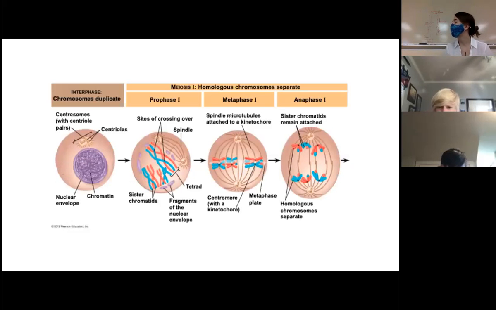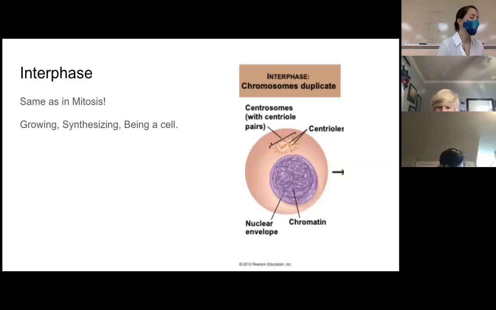All right, so like I said, it's going to be the same PMAT stages. We're going to forget about pro-metaphase. We're just going to do prophase, metaphase, anaphase, telophase. So starting out, just like in mitosis, most of a cell's life is going to be spent in interphase. That is true whether you are a body cell or a germ cell, whether you're a sex cell or a body cell. You're going to spend most of your life in interphase.